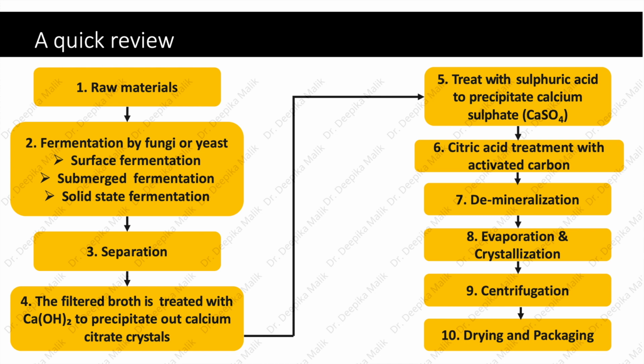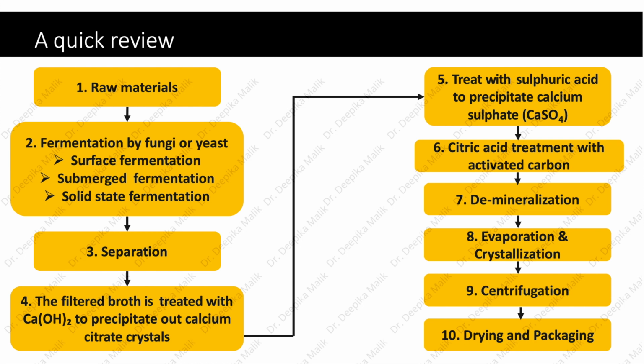After fermentation is complete, the next step is separation of biomass, that is fungal mycelia or yeast cells, from the fermentation broth. Now the next steps are for the recovery of citric acid by precipitation techniques. The filtered broth is first treated with calcium hydroxide to precipitate insoluble calcium citrate crystals. These calcium citrate crystals are then washed with water and treated with sulfuric acid to release the citric acid.